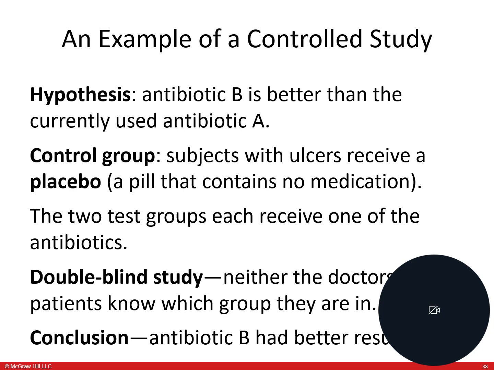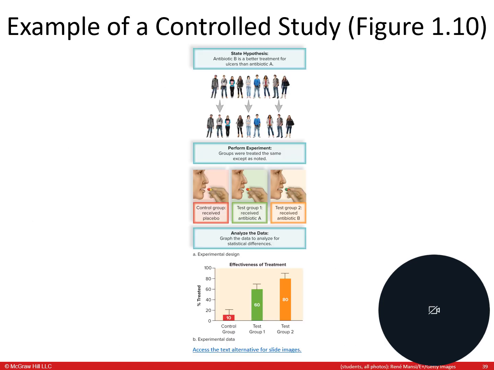A double-blind study means neither the doctors nor the patients know which part of the study they're in. So again, they don't know if they're the control group. They don't know if they're getting antibiotic A or B. It's all a mystery to everyone involved, not just the subjects in the experiment. And the conclusion is antibiotic B did in fact have a better response rate for healing the ulcer caused by H. pylori in those patients that were given the actual antibiotic B. And of course, at the end, we find out who had what.